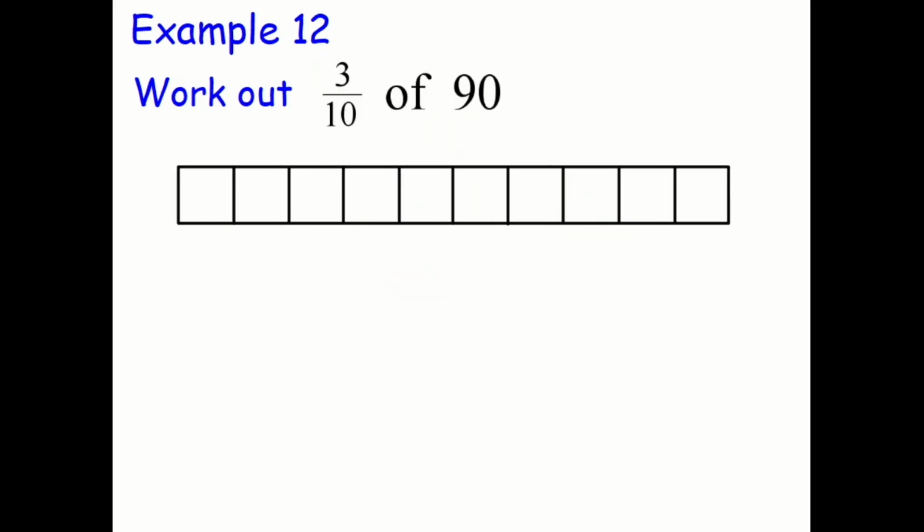Final example, example 12, work out 3/10 of 90. So 90, I'm splitting it 10 ways. So 90 divided by 10 is 9. And you'd fill in all of these boxes as 9. You get the idea, each one of them is 9, but I want 3 of them. 3 9s are 27.